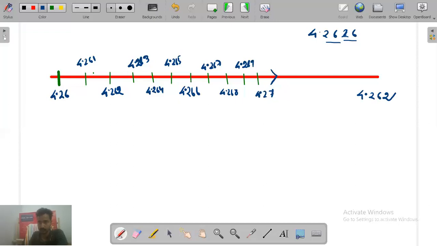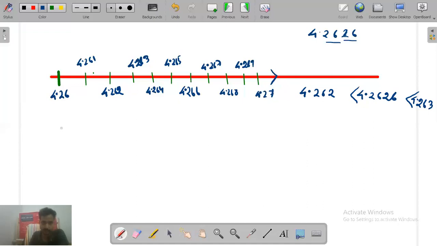Now see, 4.2626 will lie between 4.262 and 4.263. Yes or no? 4.2626 is more than 4.262 but less than 4.263. So that's why you have to divide 4.262 and 4.263 into 10 equal parts.